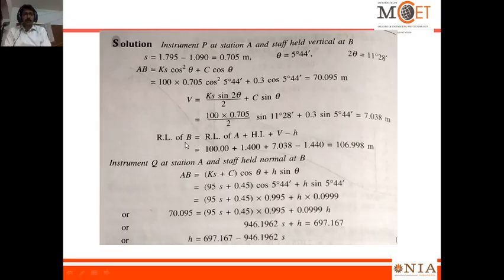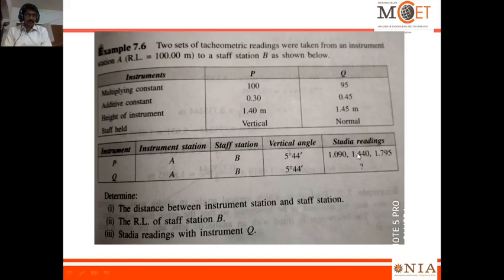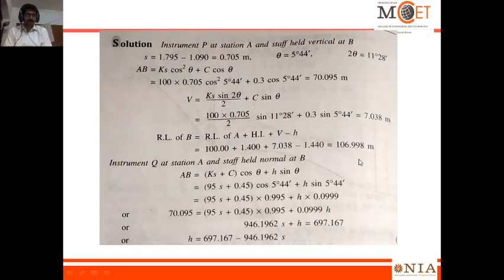RL of B is equal to RL of A plus height of instrument plus V minus H. Instead of R, they are using their own notation H. So RL of A is given, height of instrument at that position is given, V you have calculated, minus H. What is H here? 1.44, that is a center reading. See, the center reading is 1.44. You have obtained the RL of B.